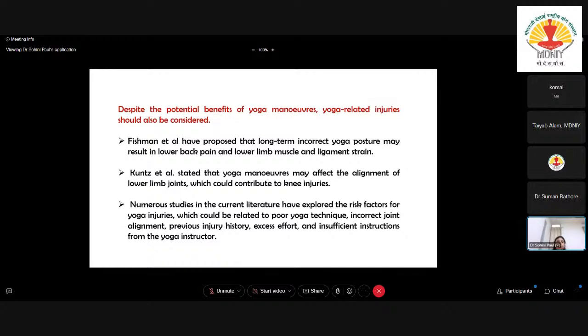And there are numerous studies in the present literature that have explored the risk factors of yoga-related injuries. These can be related to a poor yoga technique, incorrect joint alignment, or sometimes yoga therapy being given without knowing the proper injury history. So previous injury history is also essential when we talk about performing yoga. Plus, if somebody is performing a certain yoga that is above their capacity, or performing more repetitions than required, that may also lead to some form of injuries. Sometimes it may also be due to insufficient instructions from yoga instructors. That is what was published in a few research papers. They found these to be the major risk factors, and that is what they explored.